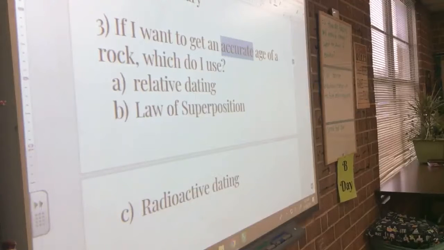Right here. Don't worry about it. It's our last one. All right, if I want to get accurate, do you think by me saying rock layer C is older than rock layer B, is that very accurate? It's really relative. You're not giving any numbers.